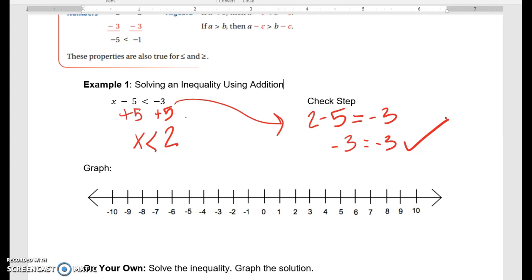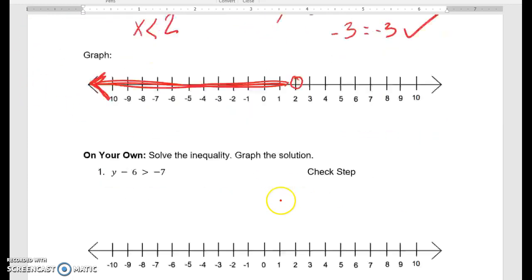To graph it, since you learned in day 1, whenever there is not an equal to sign underneath your inequality, it is an open dot. So we have an open dot on 2, and all of your x values are going to be less than 2. So you're going to shade and then put a little arrow right there. Oops. So take a second, pause the video, try the next one on your own, and then resume. Okay, so you should have resumed the video.